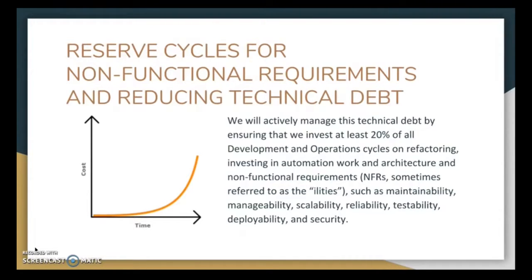According to this material, organizations that struggle with financial debt only make interest payments and never reduce the loan principal, and may eventually find themselves in situations where they can no longer service the interest payments. So in order to reduce this, we will actively manage this technical debt by ensuring that we invest at least 20% of all development and operations cycles on refactoring, investing in automation work and architecture and non-functional requirements. As we can see in this slide, we have a little graphic right there.